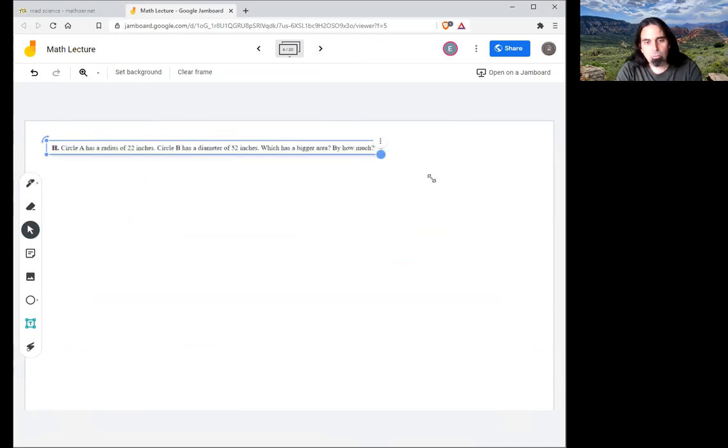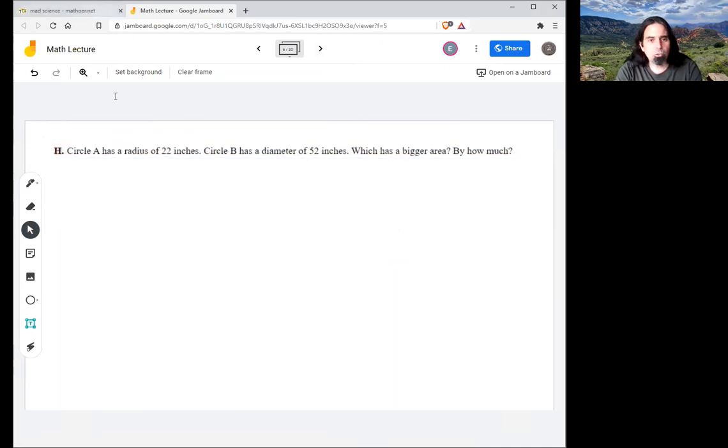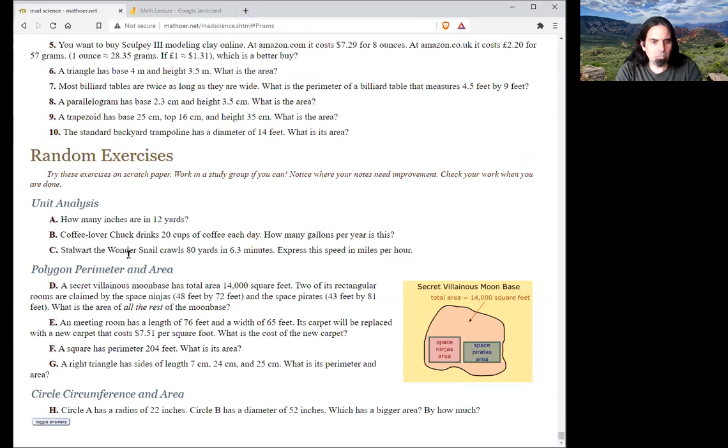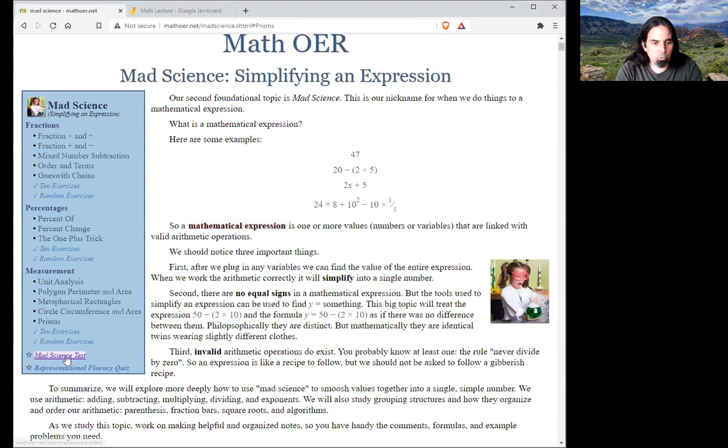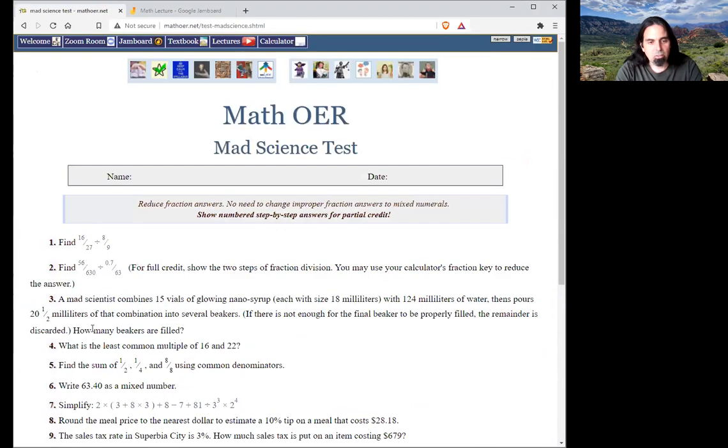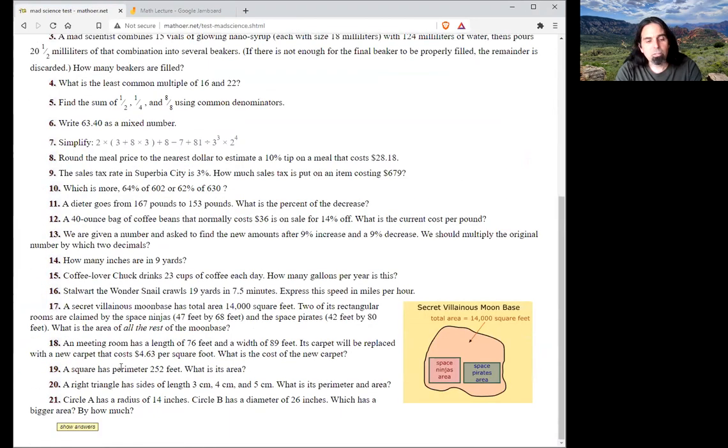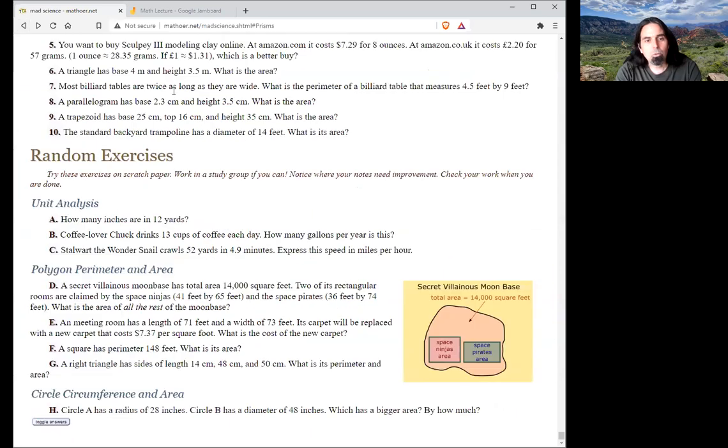Since prisms were a new topic, if you look at these random exercises, there's nothing about prisms there. And so if you go to the test for mad science, there's nothing for prisms here. I'll see if I can write up something for both surface area and volume of prisms over the weekend.